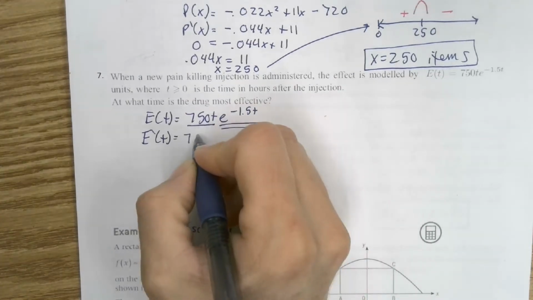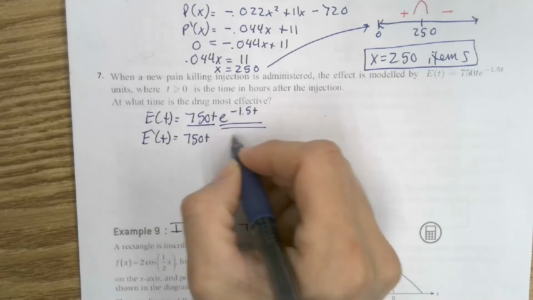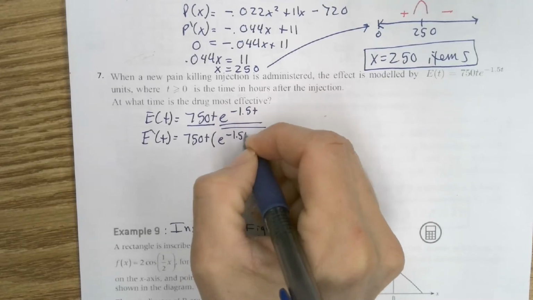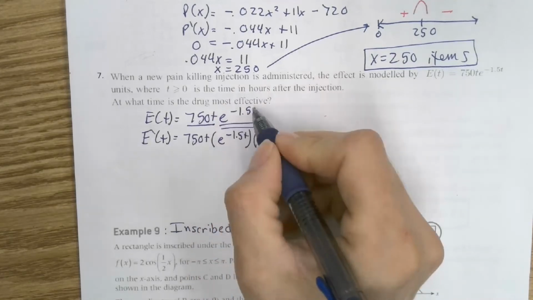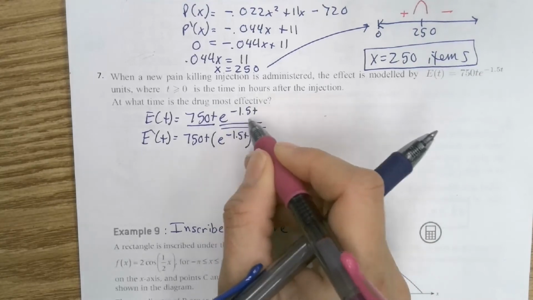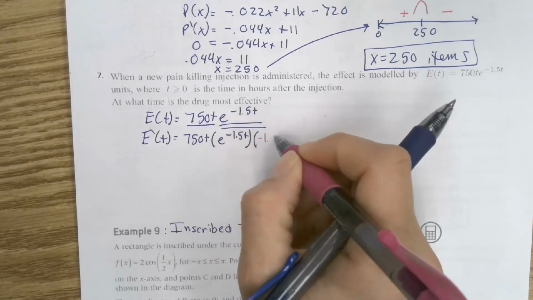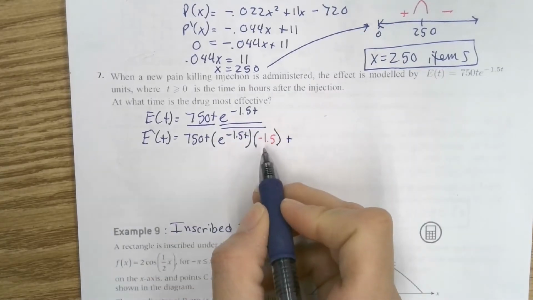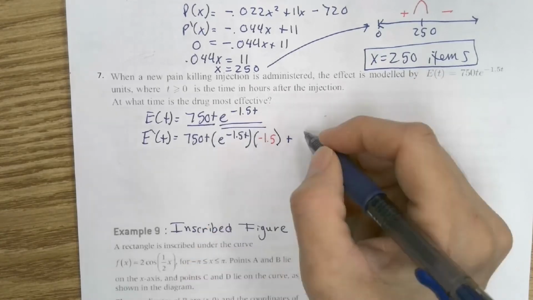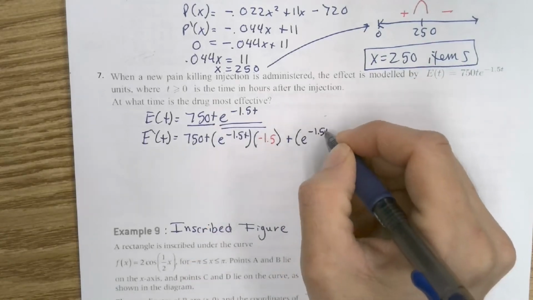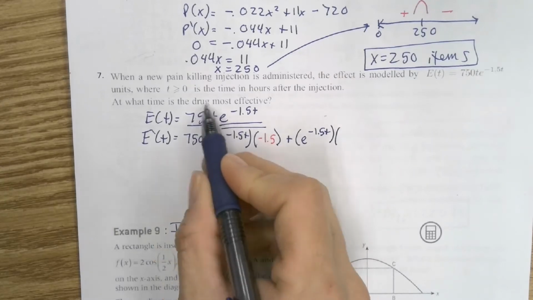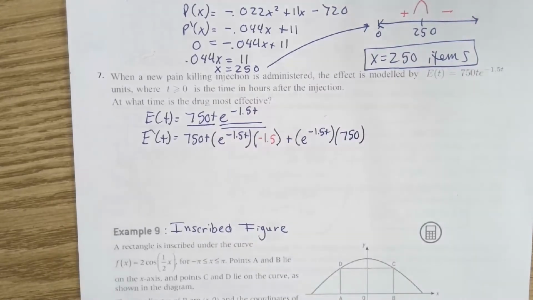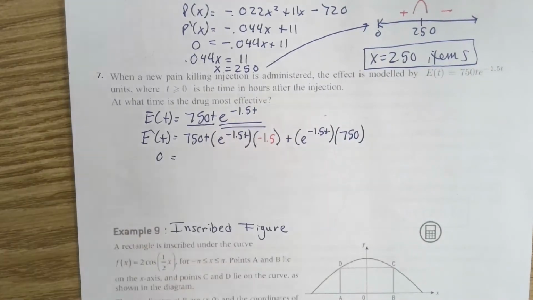So my first expression carries down, times the derivative of the second. So the derivative of e to a power is e to that same power. And then I have a little chain rule. So the derivative of the inner function, negative 1.5t, would be negative 1.5. That's the first part of my product rule. Second part is plus the second expression, e to the negative 1.5t, times the derivative of the first. So the derivative of 750t would be 750. And we're going to set this function equal to 0.